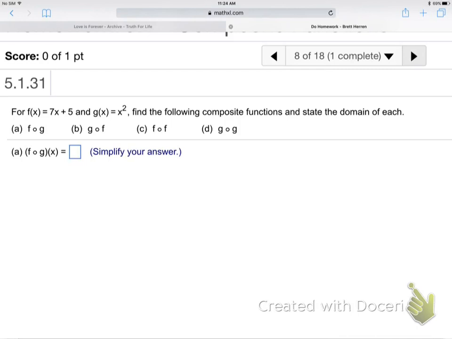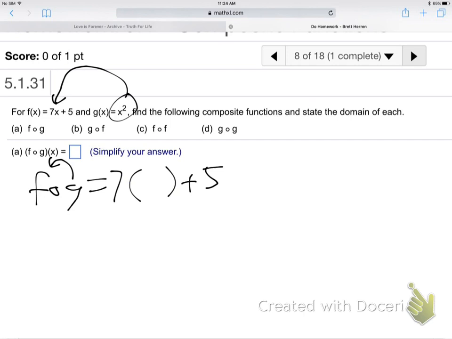All right, so like f of g, I'm just going to do this one quick. F of g means stick all of g into f. So it's 7 parentheses plus 5, and what is g? It's x squared. Good like that. I just put all of g into f. Now, what's the domain of that?